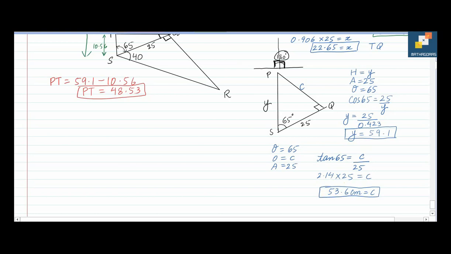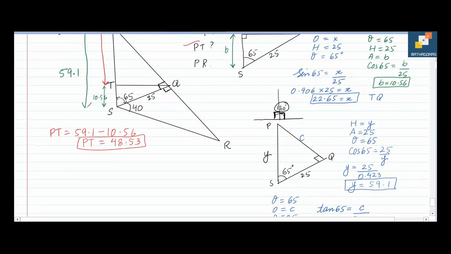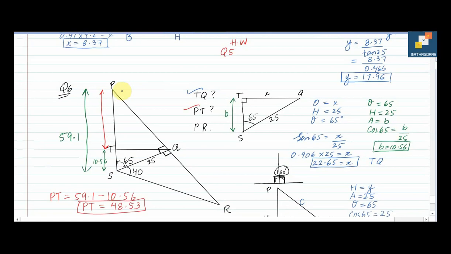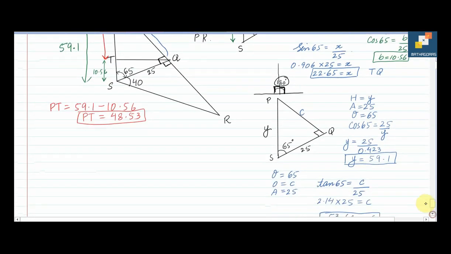I am going to highlight the value of C in our main figure. So C is basically the value of PQ, that is 53.6. Sorry, it's the value of PQ, not this one, the above value. The value from P to Q is 53.6. Now we need to find the value of QR. For that purpose, I need to make the triangle SQR separately.